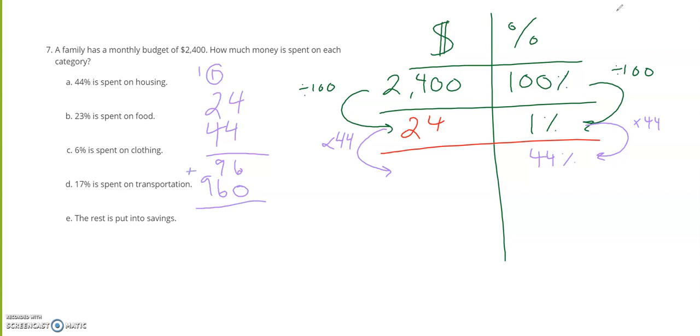We add these up. We get 6 plus 0 is 6. 9 plus 6 is 15. 9 plus 1 is 10. We get $1,056 is 44%.